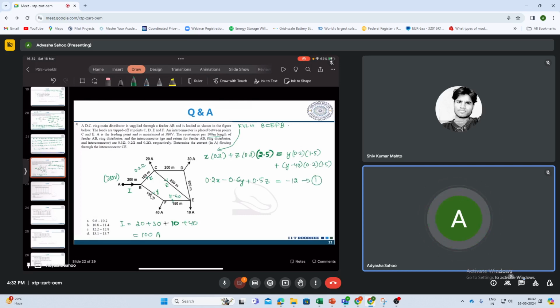Now let us write the KVL in C, D, E, C. That is in the upper half, right? So for CD, what will be the current here? So X minus Z minus 20. So X minus Z minus 20 into 0.2 into 2 plus, what will be the current here? X minus Z minus 50. So X minus Z minus 50 times 0.2 into 2.